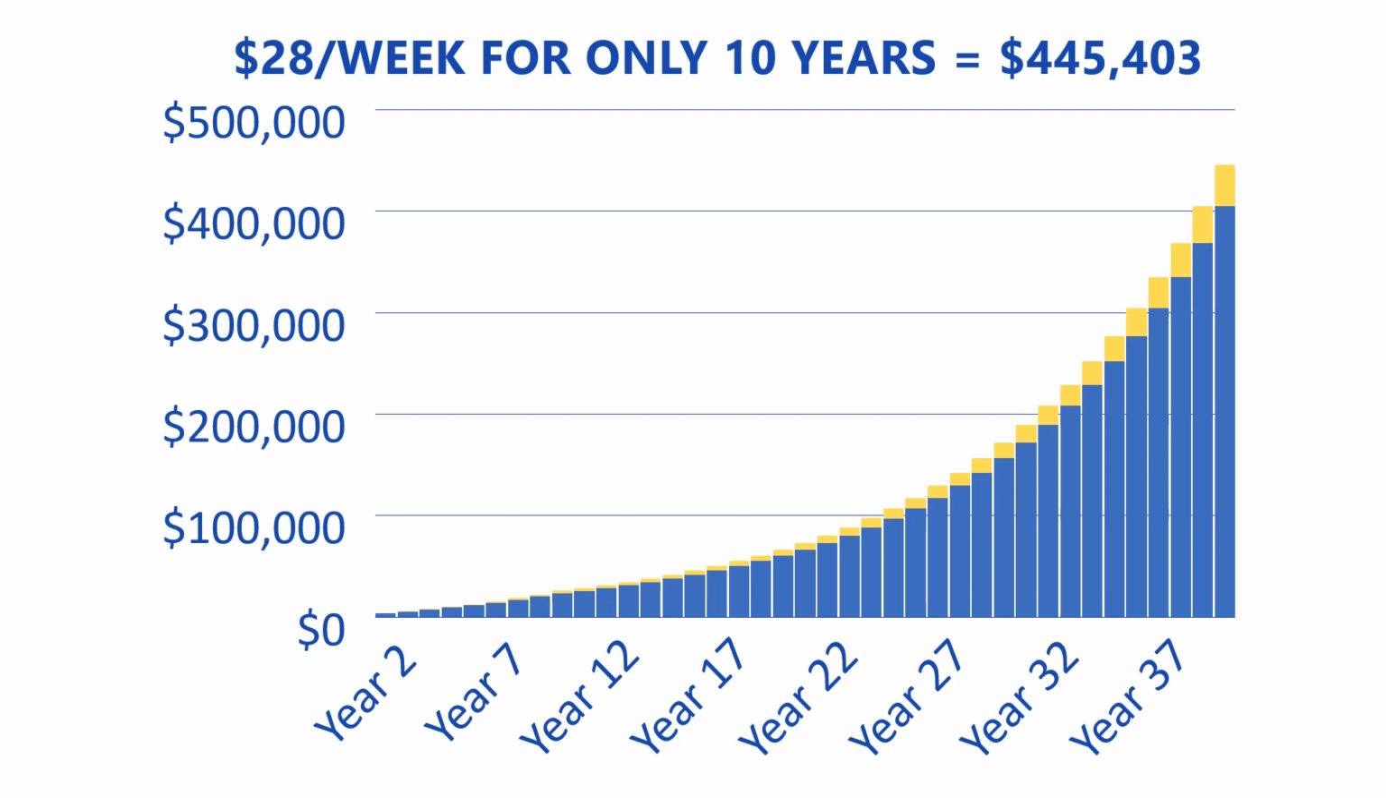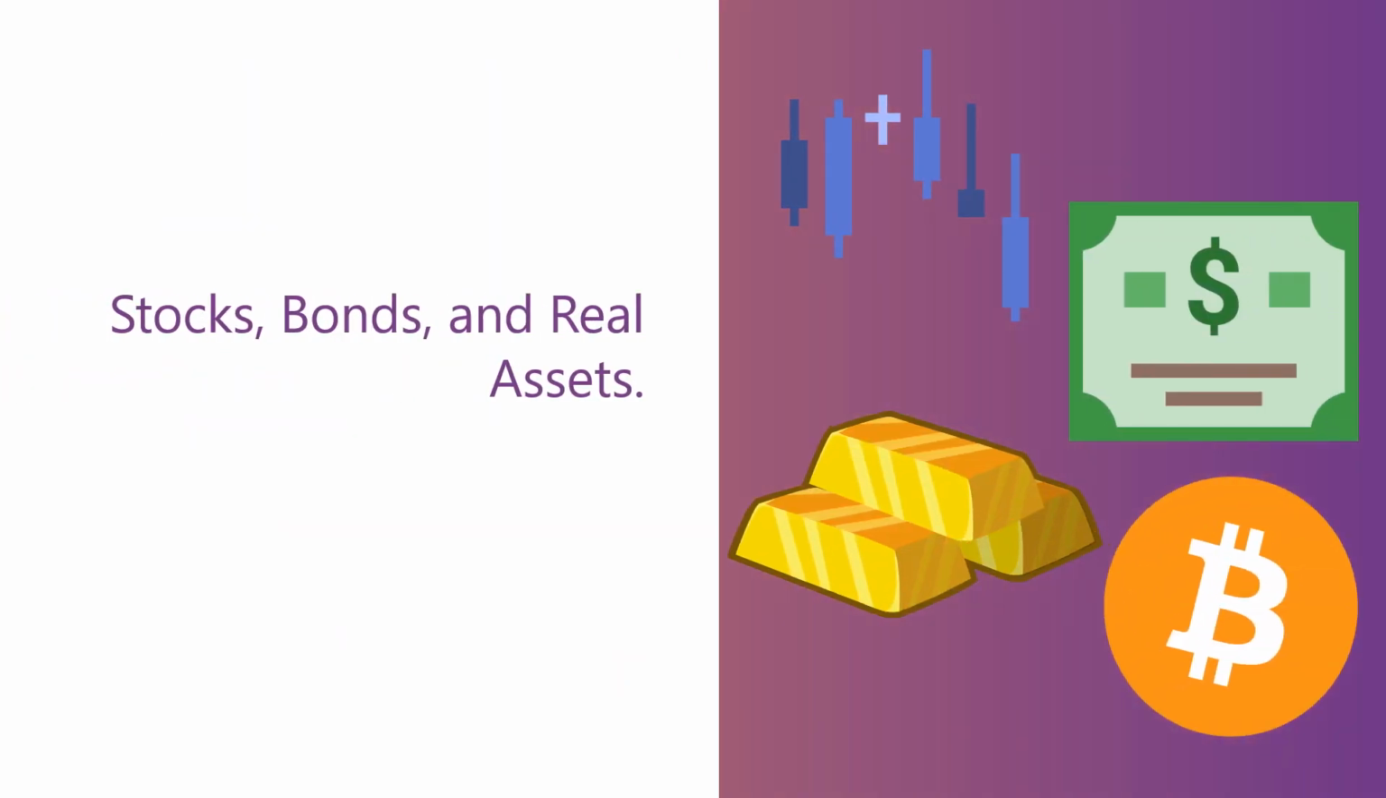The key is to start investing early, no matter how little the amount, and on a consistent basis. Investing in the stock market is the best way to grow your money in the long term. Once we understand that our money can work for us, it changes everything. Next, let's talk about what we can invest in.